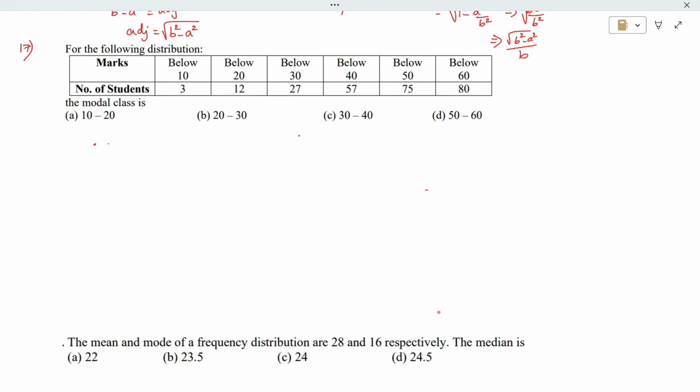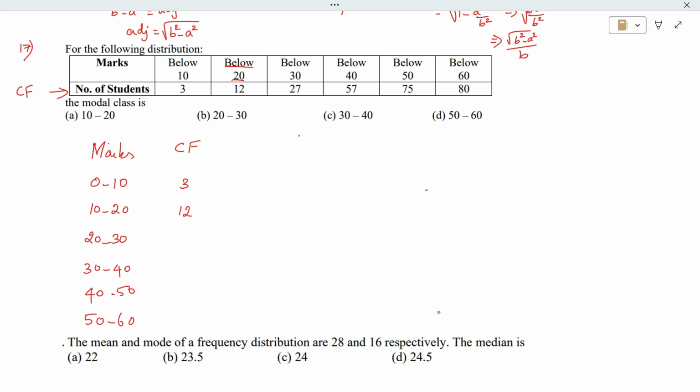Question number 17. For the following distribution, the marks are given and the number of students are given. You can see the number of students are gradually increasing, which means they have given the cumulative frequency. It is not a continuous interval. The intervals are below 10, below 20, and so on. So if I consider below 20, it also includes below 10. So I have to rearrange the tabulation in terms of class intervals. So 0 to 10, 10 to 20, 20 to 30, 30 to 40, 40 to 50, and 50 to 60, isn't it?